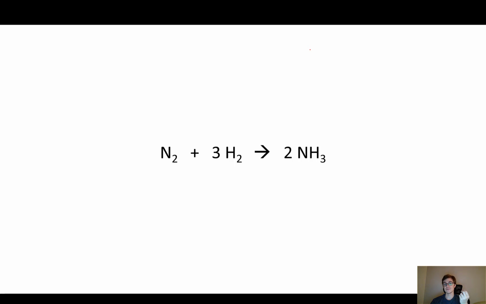This one, well, I start with N2. This is not an acid or a base. H2, maybe you could call this an acid because it starts with an H, but eh. And I don't make any water anywhere. So because there's no water, it's not a neutralization reaction.